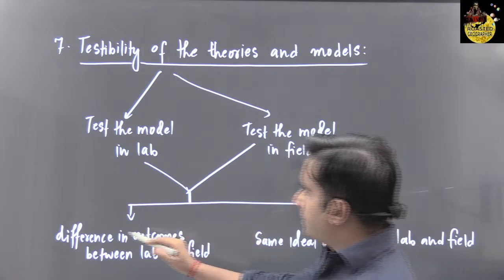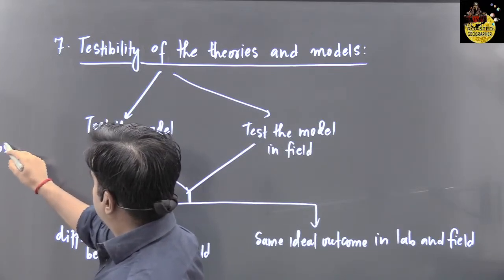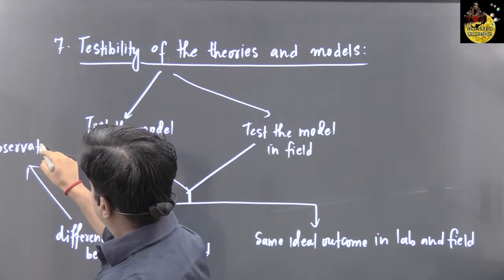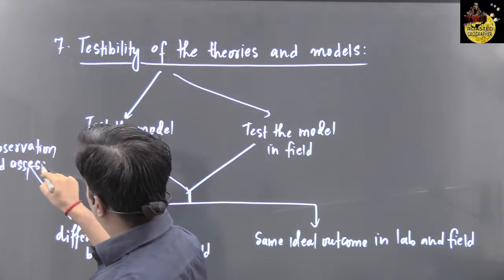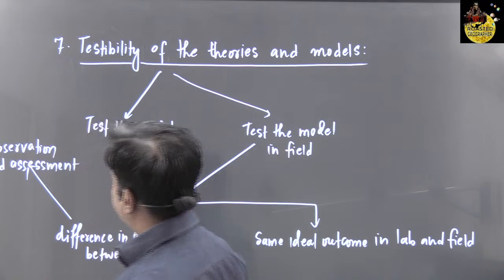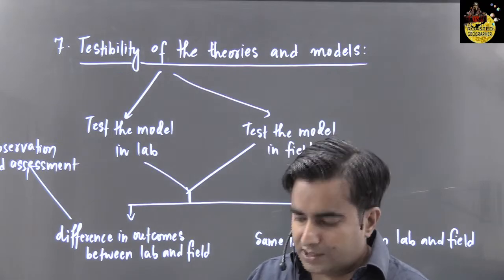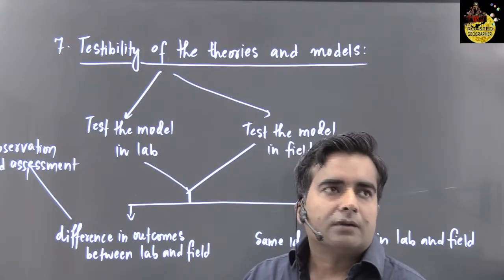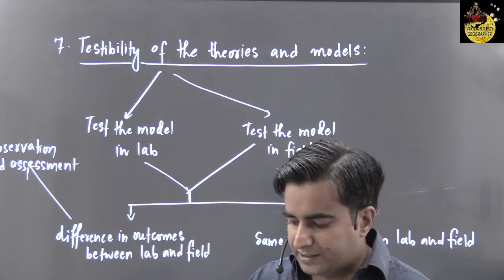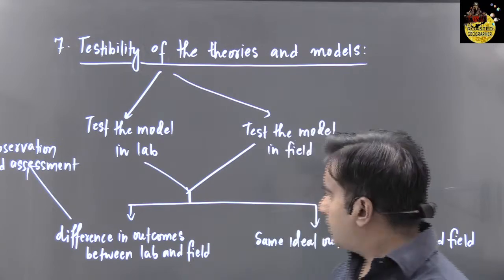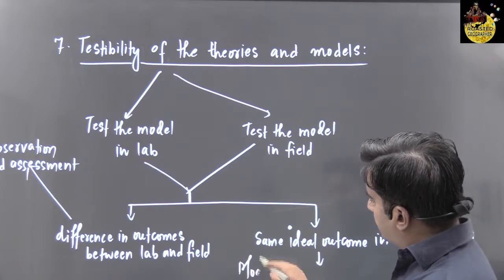If a difference is happening, again go back to observation and assessment. Because something is wrong; even if the theory is proven, you are missing something. So you go back to that stage. And if it is valid, the same ideal outcome, then it means that this theory gets recognition, and the model and theory get recognition.